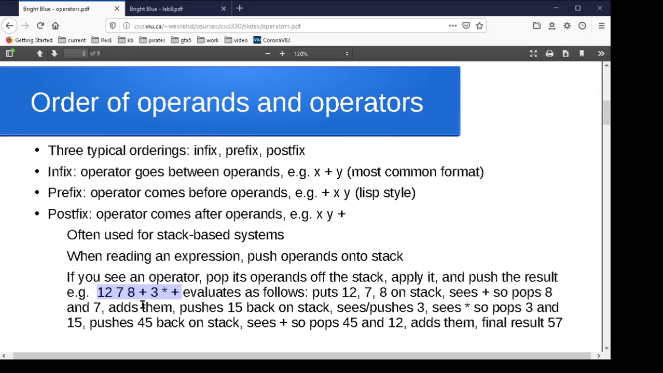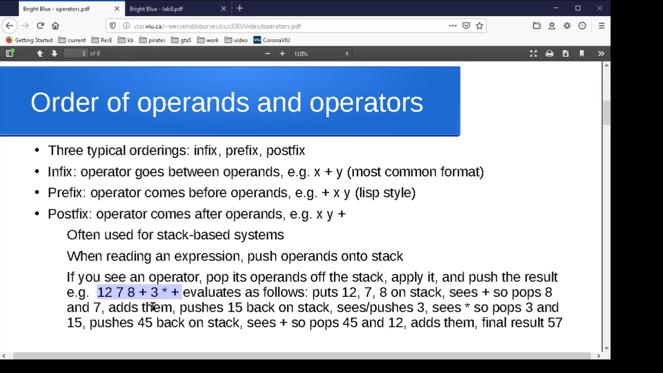So if it's a unary operator, it pops one value off the stack and does whatever with that. If it's a binary operator, it pops 2 values off the stack, does something with them, and whatever result it gets, it pushes back on the stack. So in this case, if we're seeing this as the addition operator, then we're saying, okay, pop 2 things off the stack, add them together, push the result back on the stack. So it pops the 7 and the 8, pushes 15 back on the stack. So now we've got 12 and 15 on the stack.